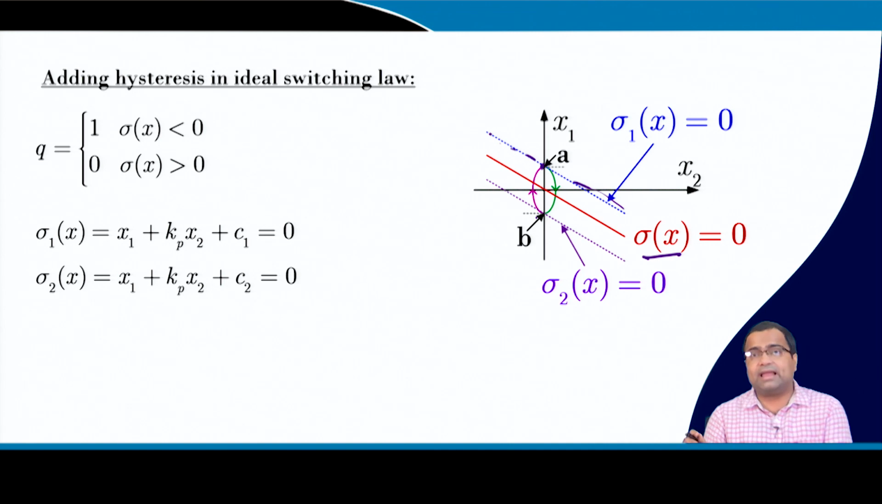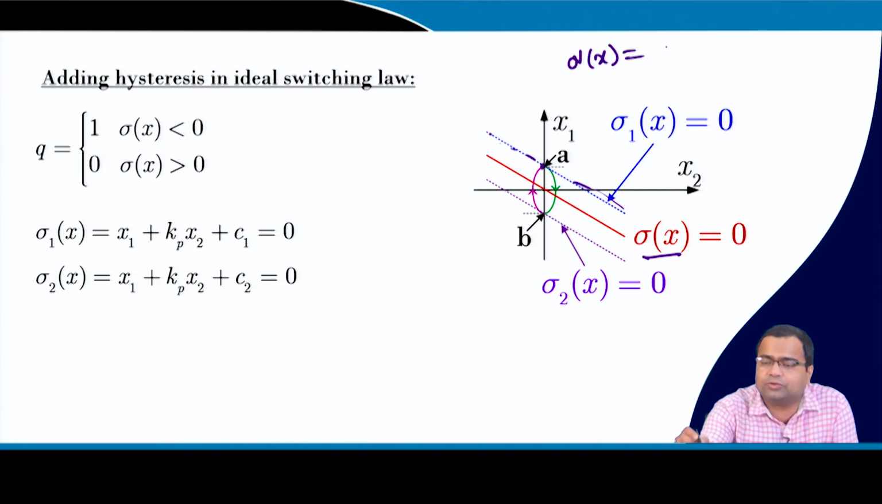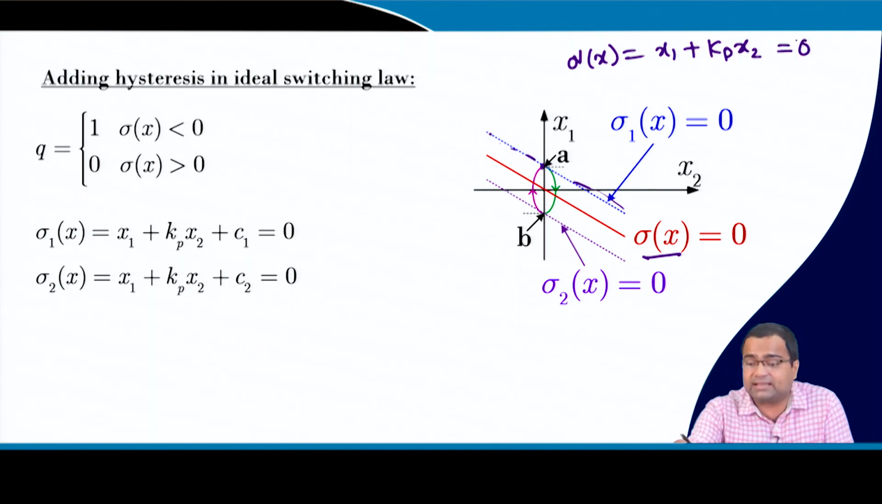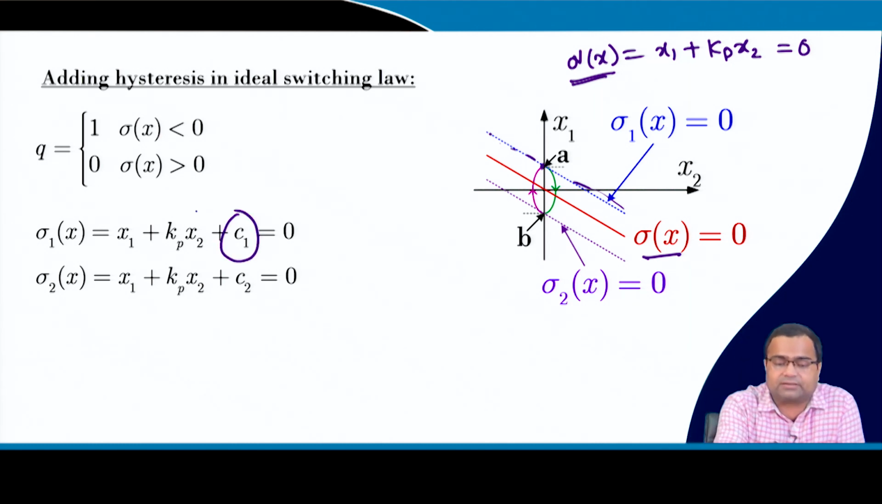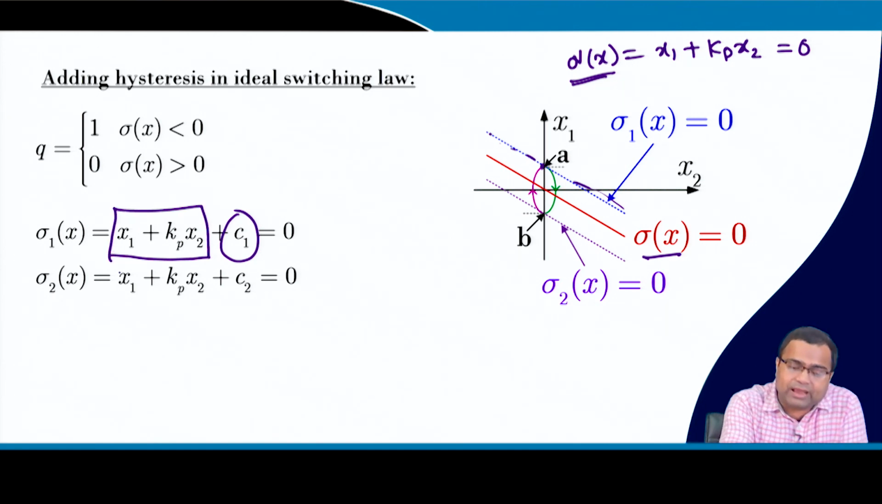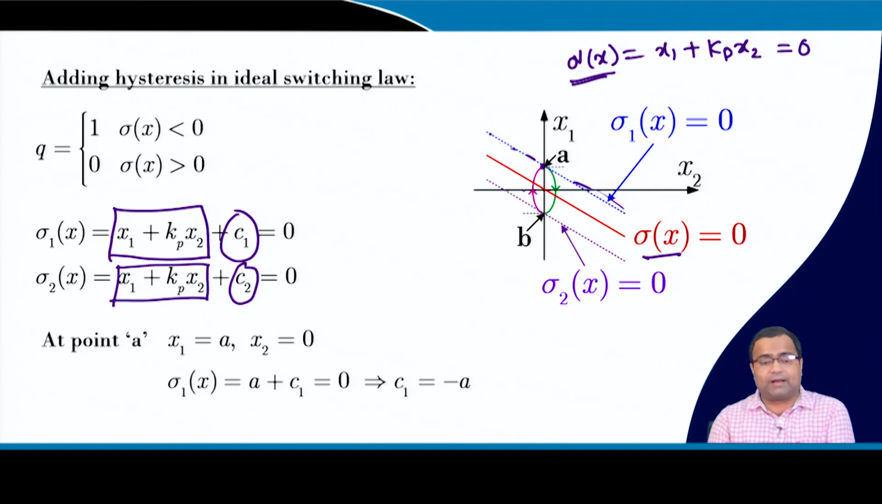So, we can write, and we need to find what the equation is. We know that sigma x is equal to x1 plus Kp into x2, and that is equal to 0. Now, sigma x is certainly a line passing through the origin, but sigma 1x is not passing through the origin. It is a parallel line, which is why for sigma 1x we need to add an offset, and all the other parameters will be the same because it is a parallel line. Sigma 2x is the same parallel line, but it will have a different offset because it is here. And how do we find this offset?